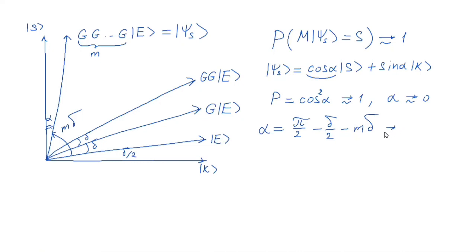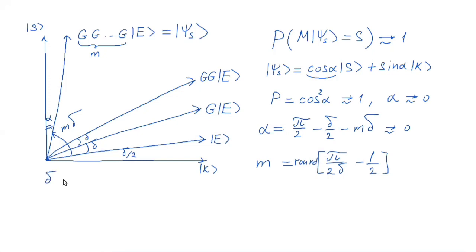And now we need to solve this for m. So from here, m is equal to pi over 2 delta minus 1/2. And of course, we have to round this to the nearest integer because m has to be an integer. So we'll write it as such, round.